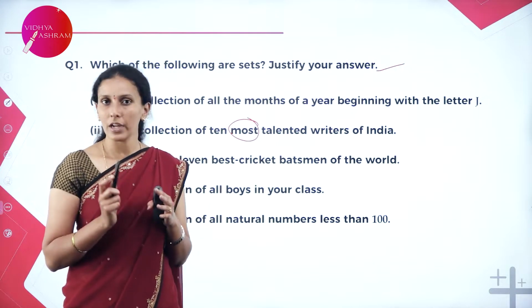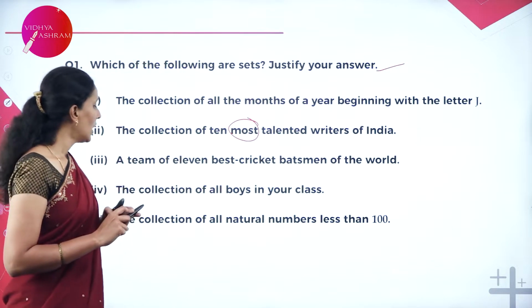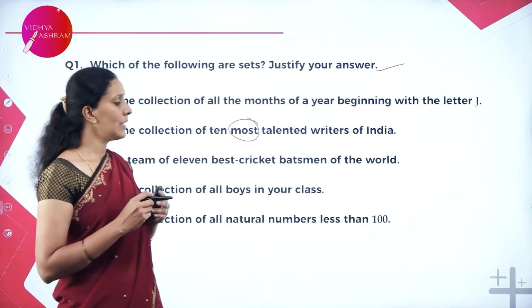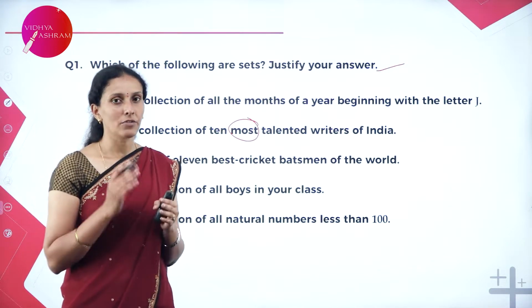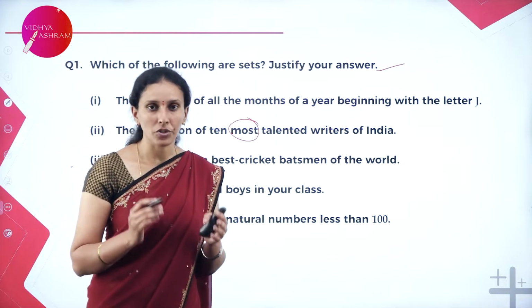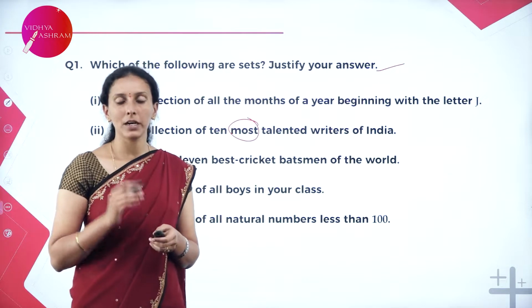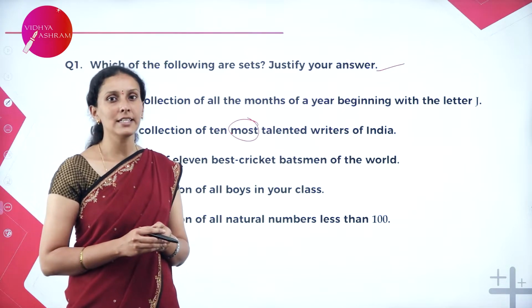They can form a collection and hence it is clearly a set. The collection of all natural numbers less than 100: all the numbers from 1 to 99, all the numbers which are less than 100, which are natural numbers, and hence it is a set.